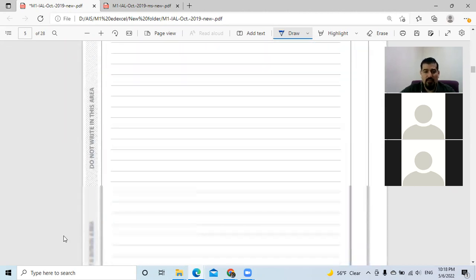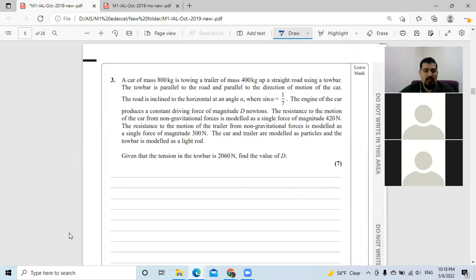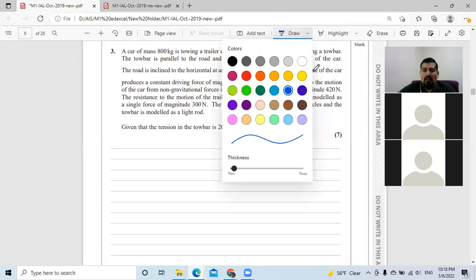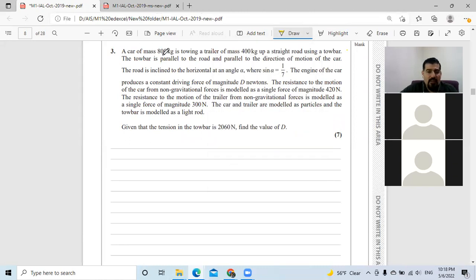Okay, let's move on to the third question. What information do they give us? A car of mass 800 kilograms is towing a trailer of mass 400 kilograms up a straight road using a tow bar. The tow bar is parallel to the road and parallel to the direction of motion. The road is inclined to the horizontal at an angle alpha, where sine alpha is 1/7. The engine of the car produces a constant driving force of value D.